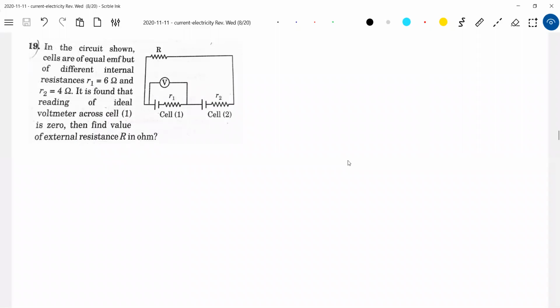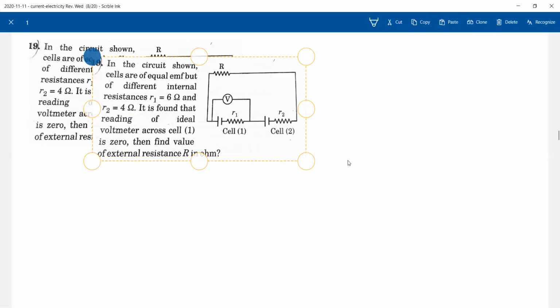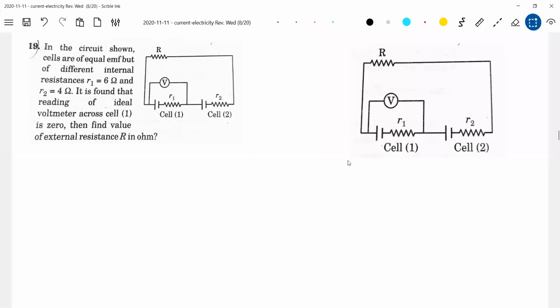So let me take this. It's telling Vxy. Let these terminals be X and Y. That Vxy is 0. So how will the current flow? Like this. Take the help of polarity, plus, minus, plus, minus.